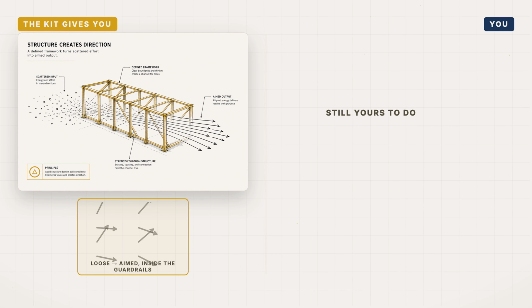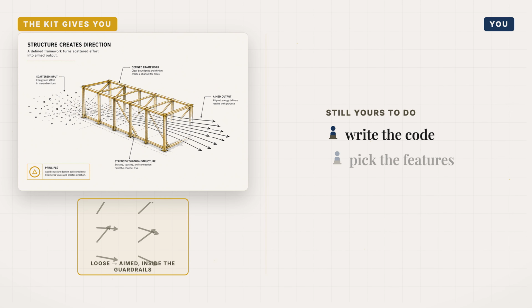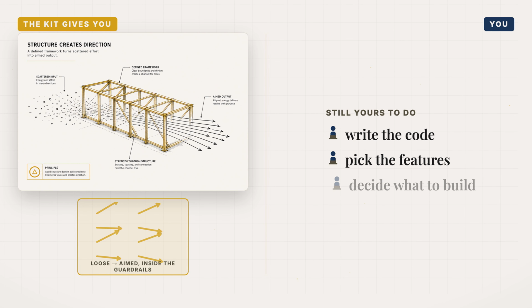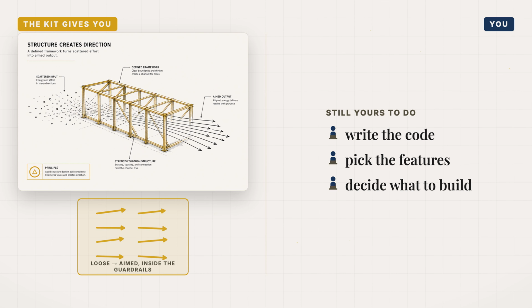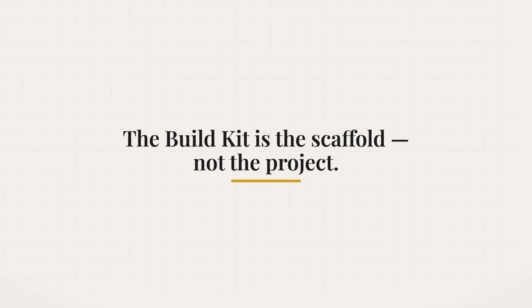Now let me draw the honest line, because it matters. The Build Kit is not your project. It's the scaffold, the structure the AI builds inside. It doesn't write your code for you. It doesn't pick your features, and it doesn't decide what you're building. You do all of that. What it does is hand the AI the structure it was always missing. So when it does build, it builds inside guardrails instead of guessing. Scaffold from the kit. The actual build is yours.